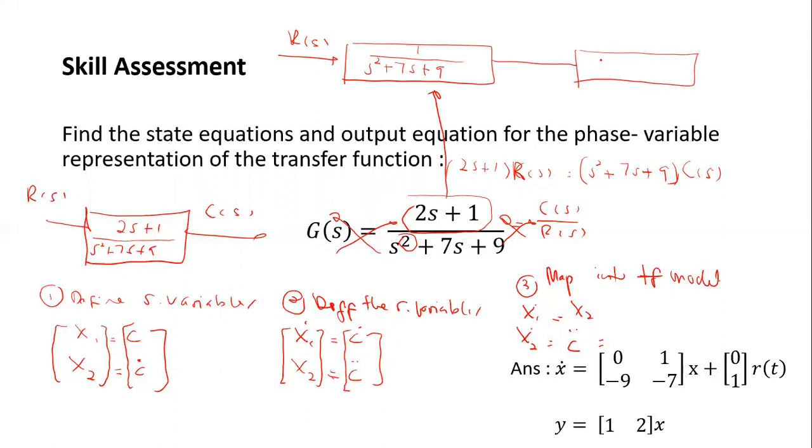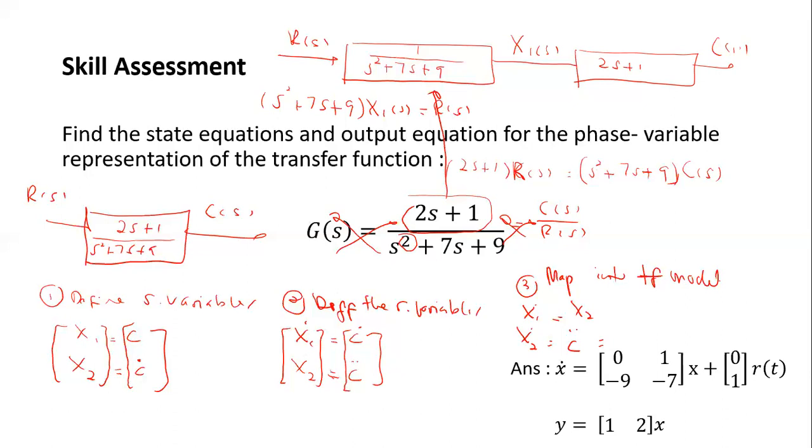So this one is 2S + 1. You have one output here which is X1(S), and this one is C(S). Okay. So for the first one, you know that it will be (S^2 + 7S + 9) X1(S) equals R(S). Okay, so this is what happens here.